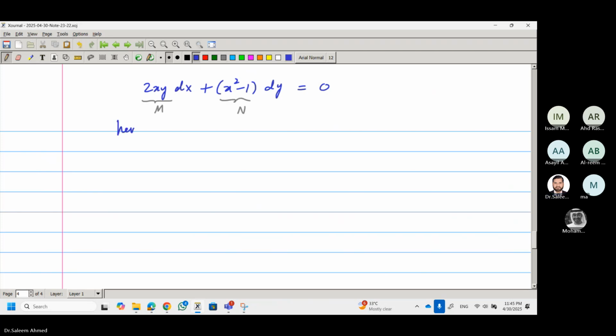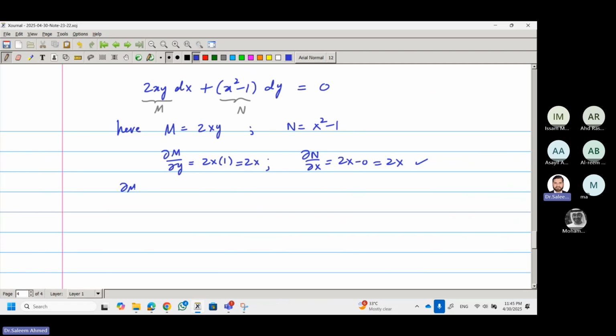So here my m is 2xy and n is x squared minus 1. Now I will take the derivative of m with respect to y. For y, 2x is constant and derivative of y is 1. So it is 2x. And similarly, n with respect to x is 2x minus 0. So that is 2x. So see, both are equal. Partial m by y and partial n by x are equal. So it means that the given equation 1 is an exact equation.